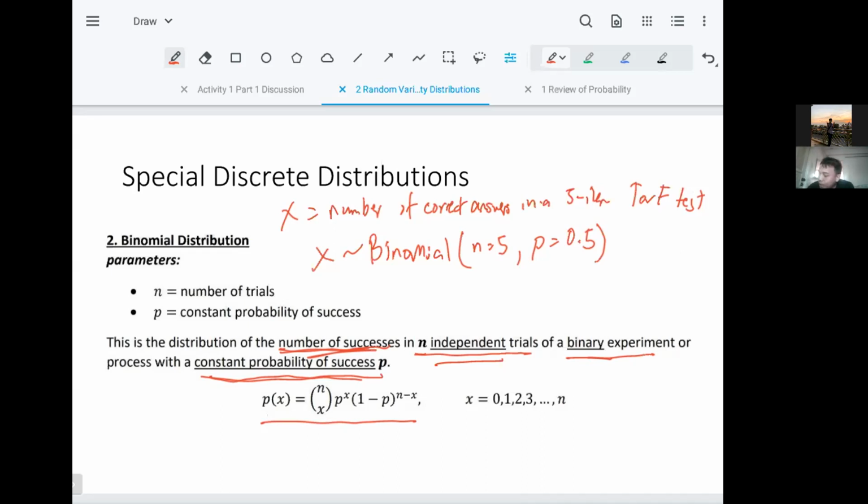So kung i-fill up natin yung table, ano ulit siya, ganito yung itsura, di ba? X is 0, 1, 2, 3, 4, or 5. Anything else beyond that, wala. Bawal ako mag-6 correct answers. 5 items lang walang bonus. Hindi bawal mag-negative 1. So P of X, how can we fill up these blanks? So you're gonna follow this formula.